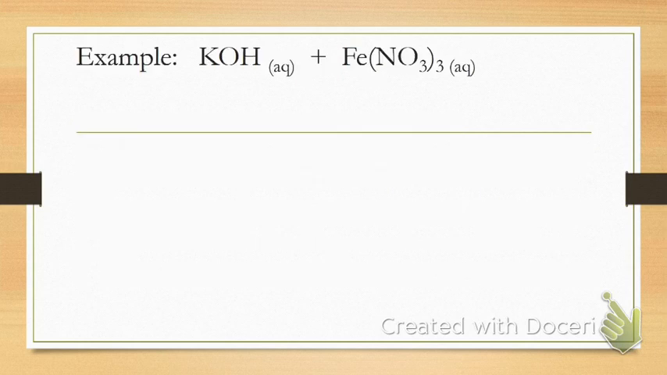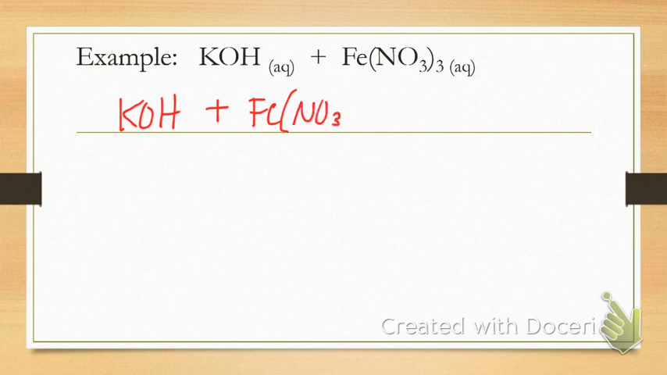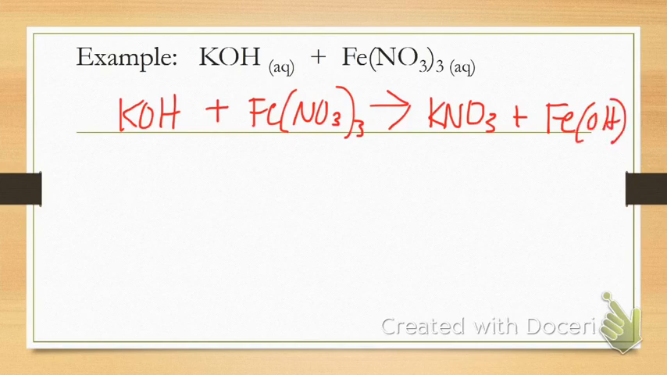So first of all, we're going to do this one, KOH plus Fe(NO3)3. So the complete balanced equation would be KOH, right, plus Fe(NO3)3 would yield KNO3 plus Fe(OH)3, right? Now we need to balance that, so how do we do it? 3 and 3, right? So now the next step is to break, that's the balanced molecular equation.